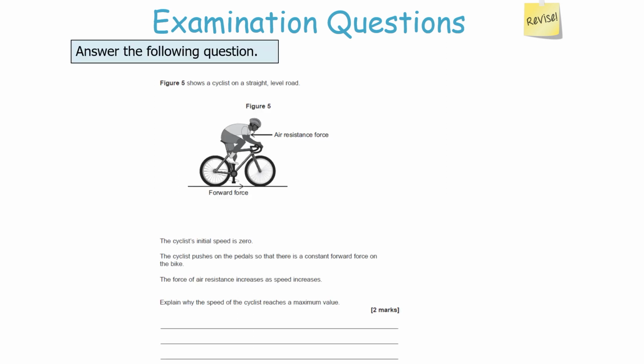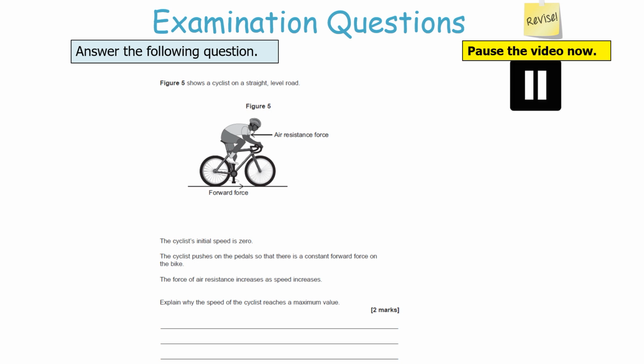The next question says, figure 5 shows a cyclist on a straight level road. The cyclist's initial speed is 0. The cyclist pushes on the pedal so there's a constant forward force on the bike. The force of air resistance increases as speed increases. Explain why the speed of the cyclist reaches a maximum value. So pause the video now, then unpause the video when you want to go through your answer.